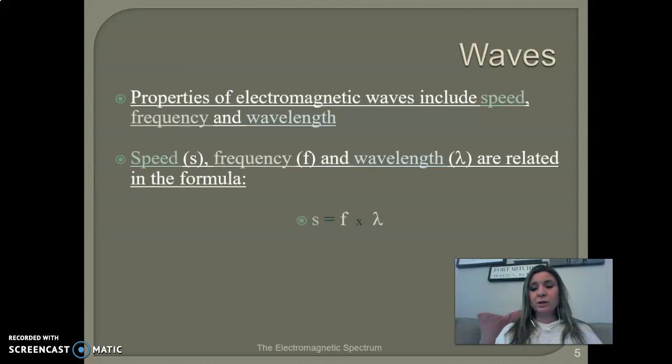Some of our equations are going to come back into play. You just have to understand them. We're actually not going to plug any information in to find the frequency with the spectrum. We'll use that mostly for when we were talking about mechanical waves, but make sure that you still know them. That's really important. They're going to be on the test and quiz. So properties of electromagnetic waves include speed, frequency, and wavelength.